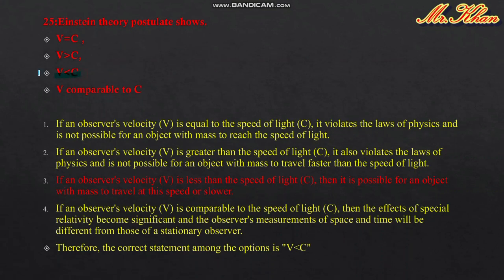If an observer's velocity, v, is comparable to the speed of light, c, then the effects of special relativity become significant and the observer's measurements of space and time will be different from those of a stationary observer. Therefore, the correct statement among the options is v less than c.